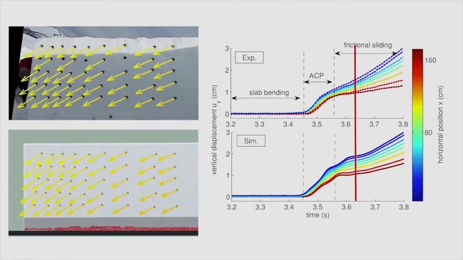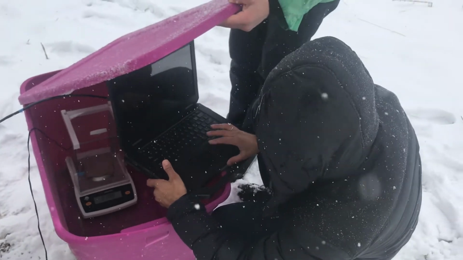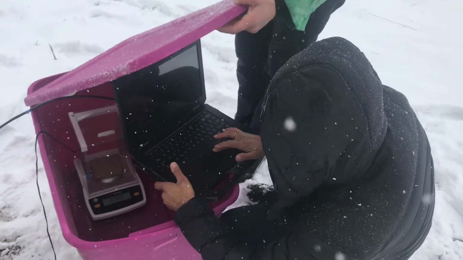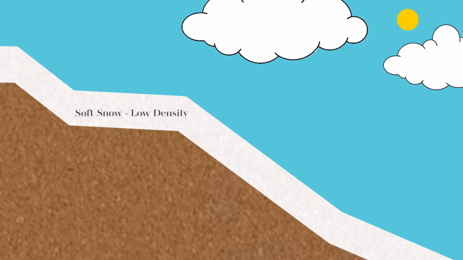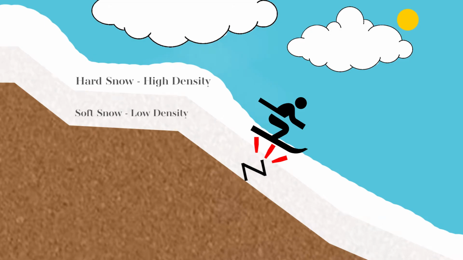By assessing the densities of different layers of snow, these researchers have discovered a way to anticipate avalanche risk in real time. When hard-packed snow forms over a layer of soft, loose snow, interference can cause the top layer to slide.